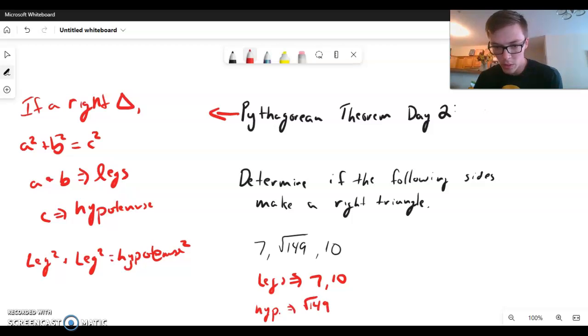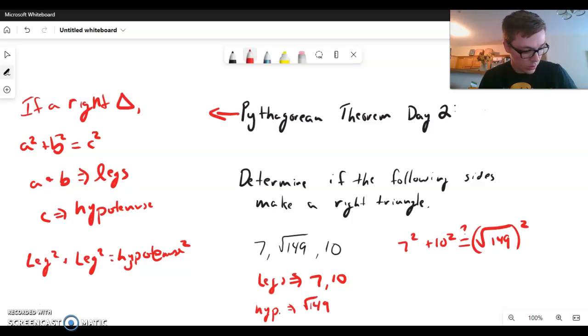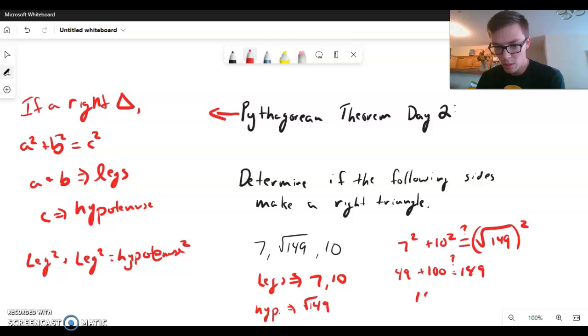Now we're going to do the legs squared, so 7 squared plus 10 squared, and our question is, is that equal to the square root of 149, and that whole thing squared, because that's our hypotenuse squared. 7 squared is 49, plus 10 squared is 100, and the square root of 149 squared is just 149. You can use a calculator, or we also know the square root and the square are inverse operations, and they cancel each other out. And 49 plus 100 is 149, which is equal to the other side.